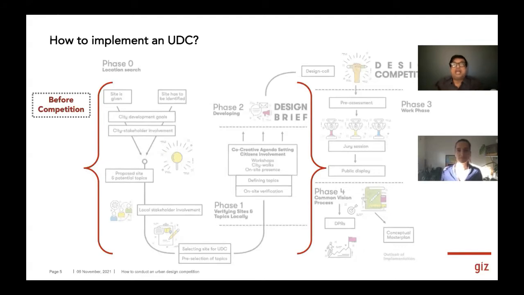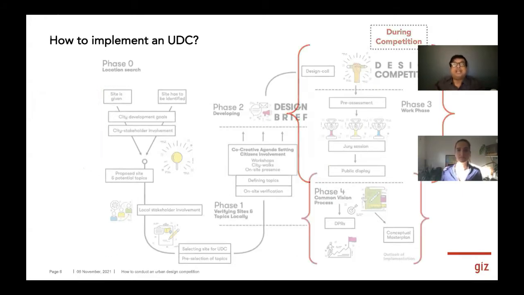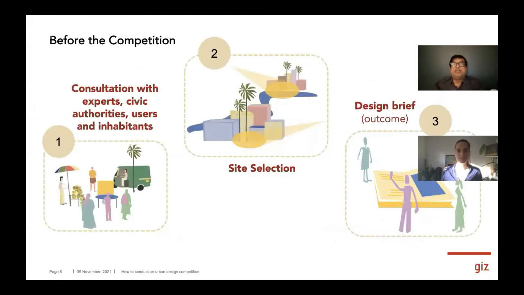This overall process can be divided into before the competition phase, during the competition phase, and after the competition phase. Before the competition phase includes 3 crucial steps: consultations with the users, residents, civic authorities, and experts, site selection, and the design brief, which eventually is the outcome of this phase.